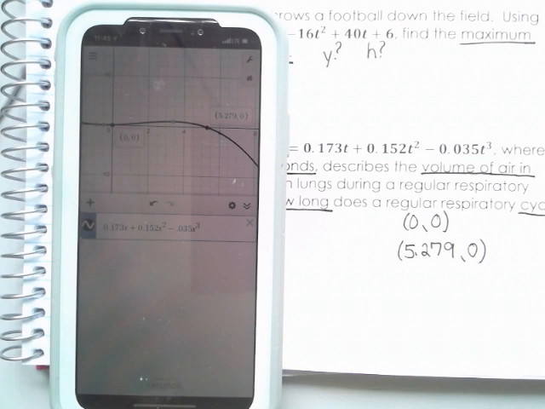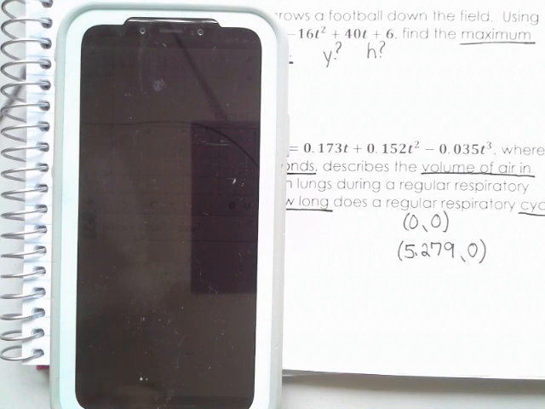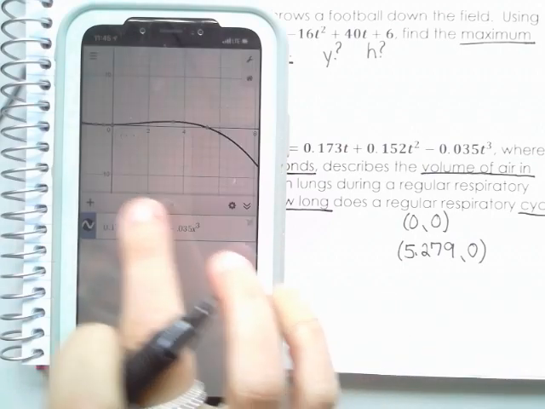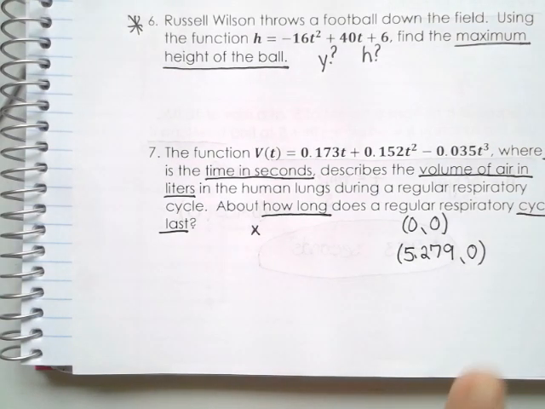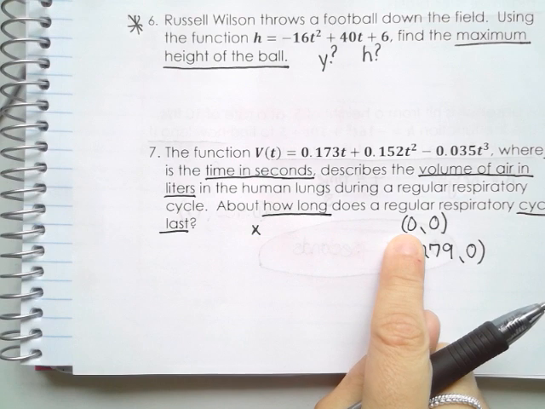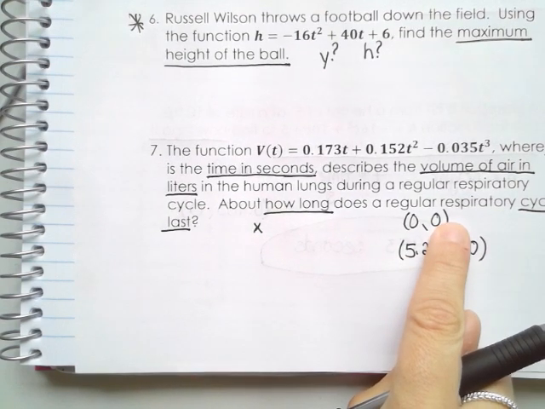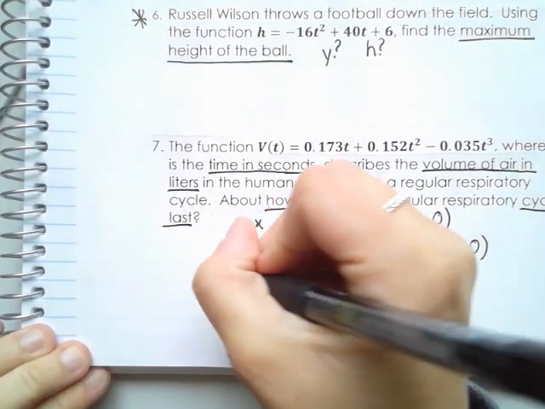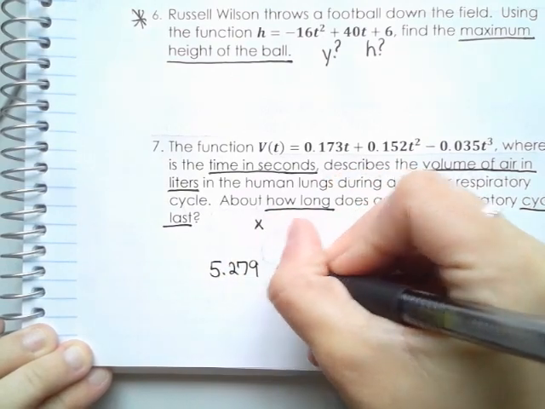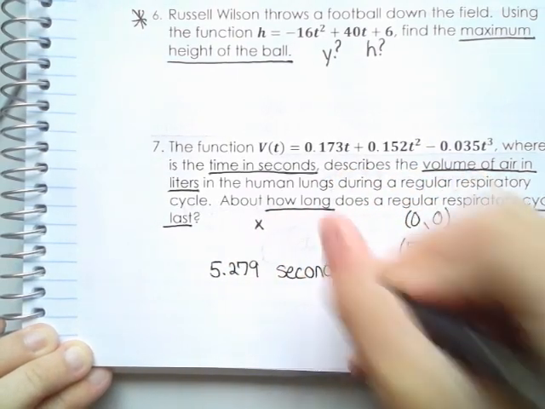The only time negatives happen is in bank accounts, but otherwise you can't have a negative number of golf clubs. You can't have a negative amount of pi. You can have 0 or you can have a positive amount, but negatives just don't realistically happen in the world. So now that I have these 2 points, I'm able to figure out how long a respiratory cycle lasts. So it starts at 0, and from where it starts to where it finishes and gets back to that x-axis, it takes 5.279 seconds.